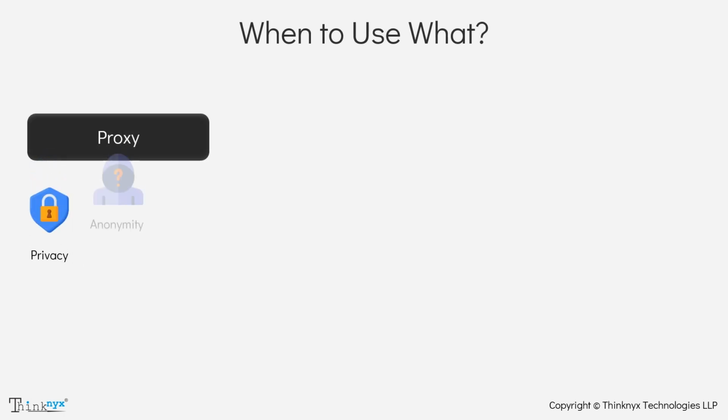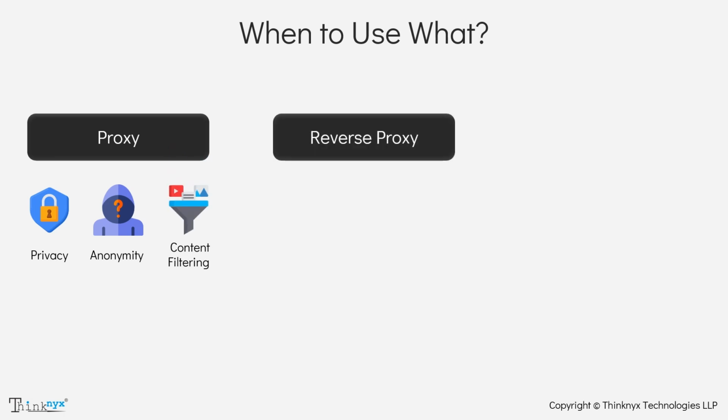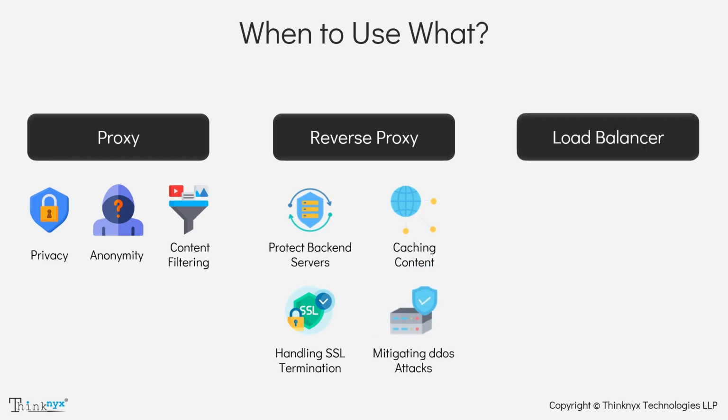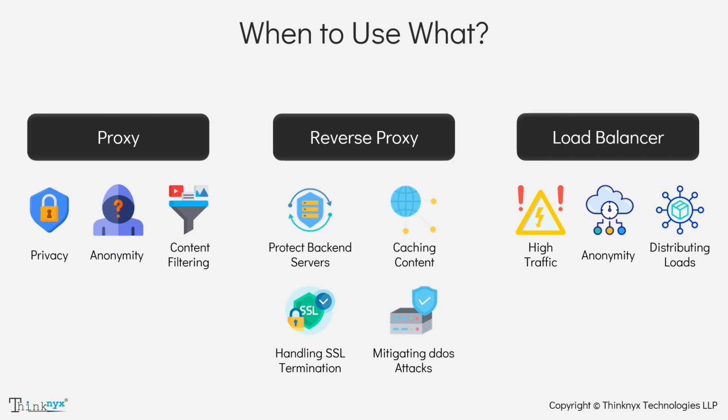But when to use what? You can use a proxy when privacy, anonymity, and content filtering are needed. A reverse proxy can be used when you want to protect backend servers, cache content, handle SSL termination, or mitigate DDoS attacks. You can use a load balancer when managing high traffic, ensuring high availability, and distributing load efficiently among multiple servers.